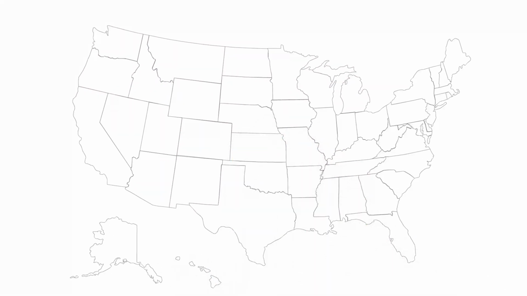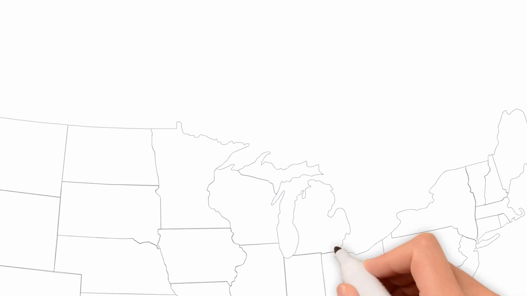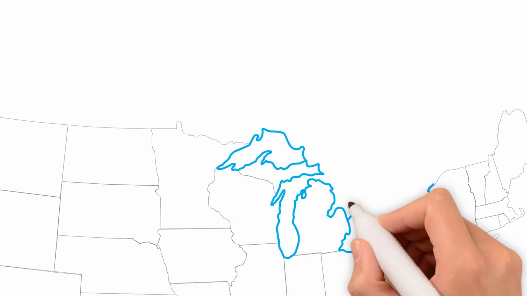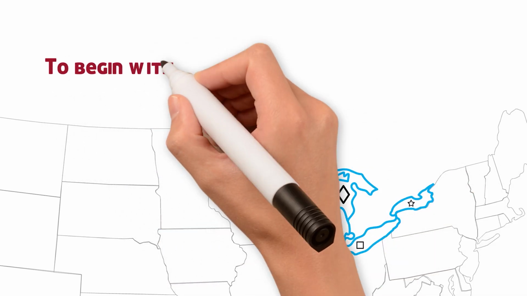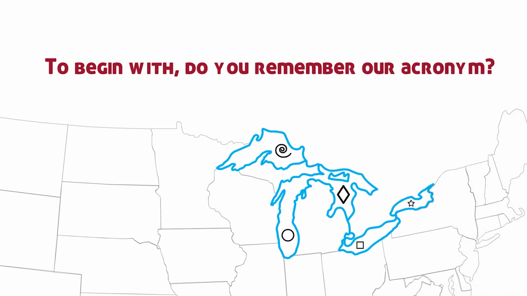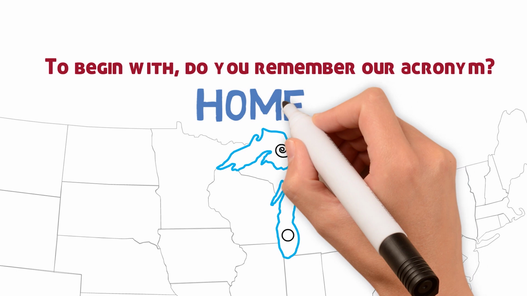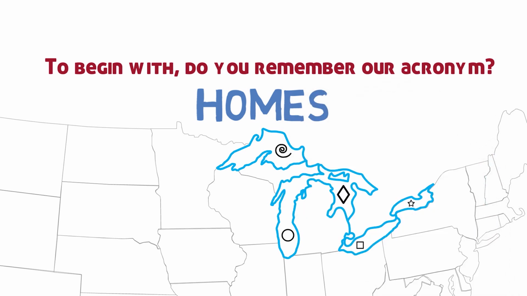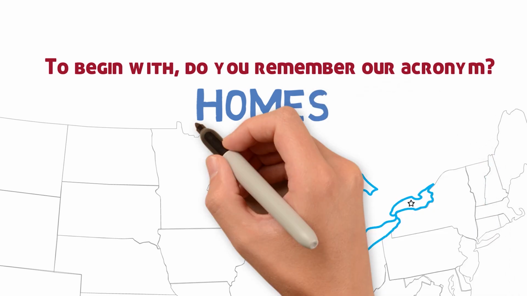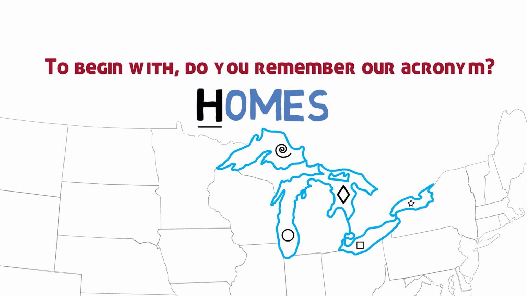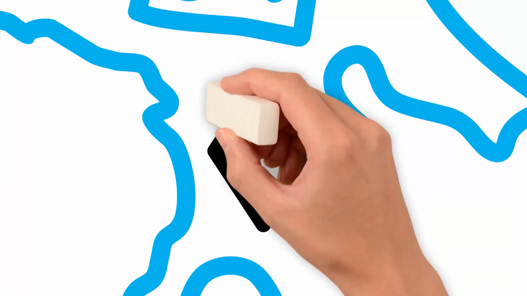On to the Great Lakes plus Niagara Falls. To begin with, do you remember our acronym? HOMES. Our first letter in our acronym is H. What symbol do we need to erase in order to put our H? If you said diamond, you would be right.